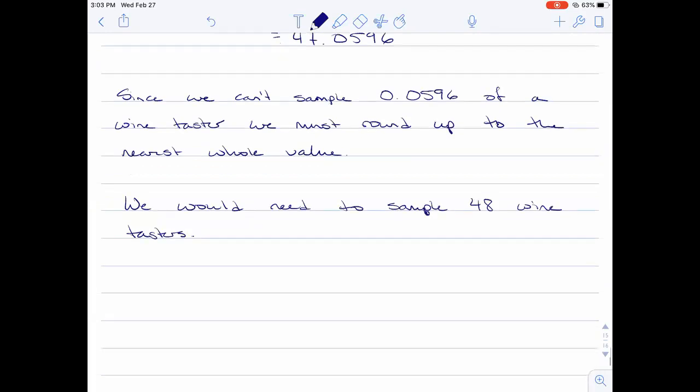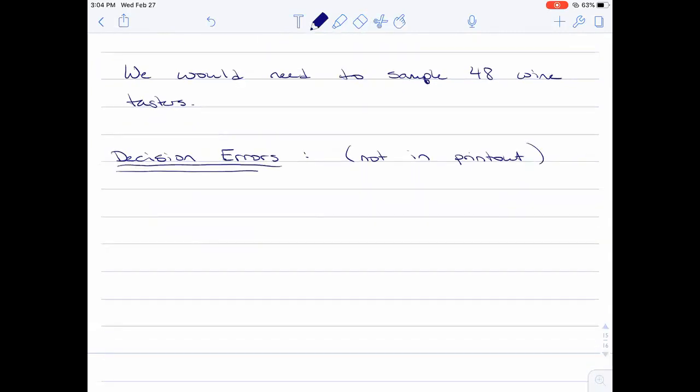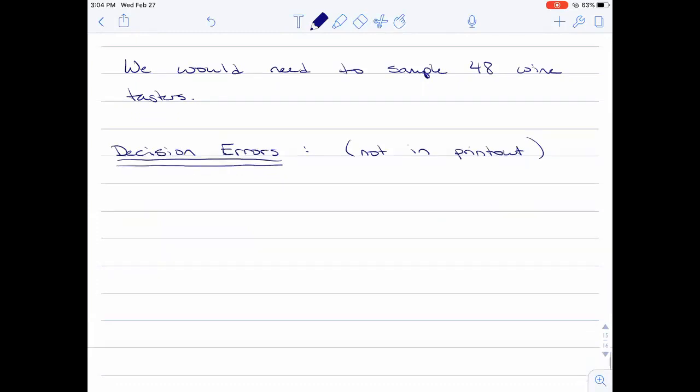So here comes a section on decision errors, which I'll just make a note here, not in printout. On printout? I don't know. I'll add it later, but for now, for you guys, this is what you have.